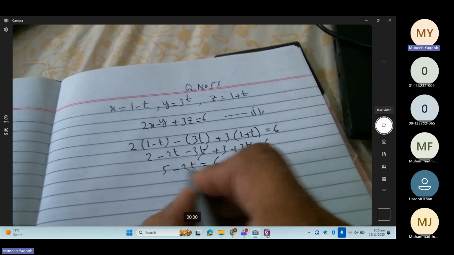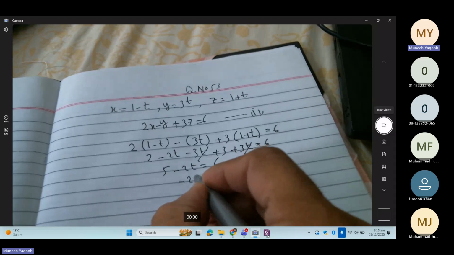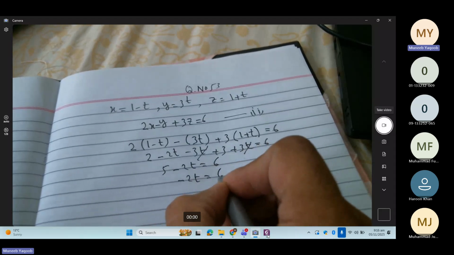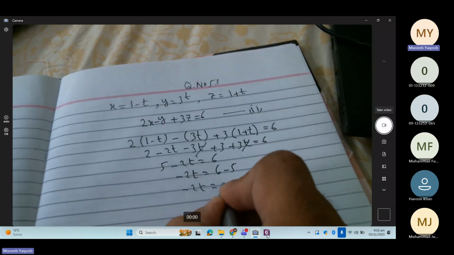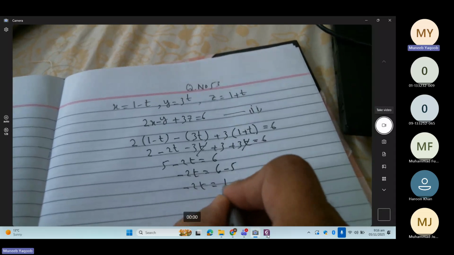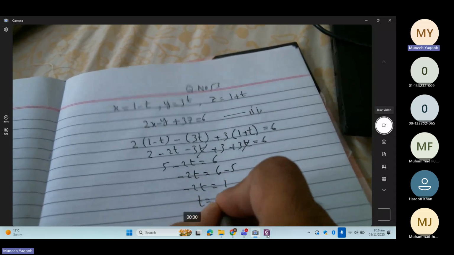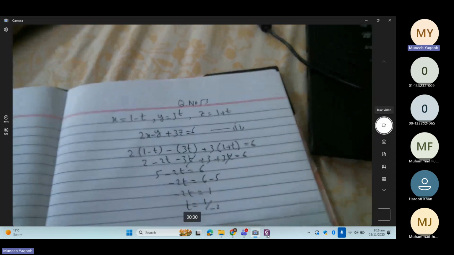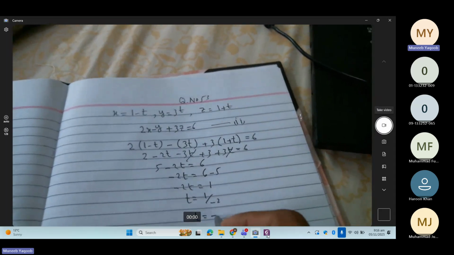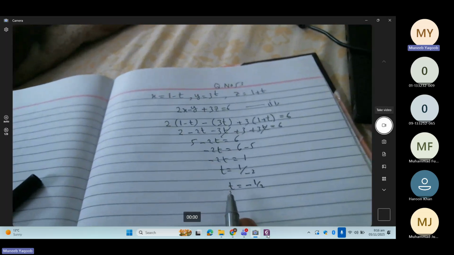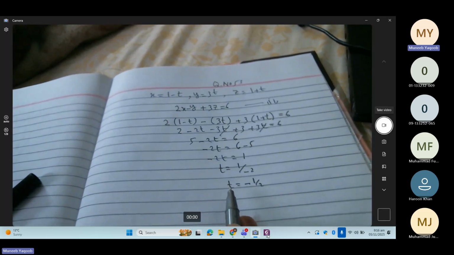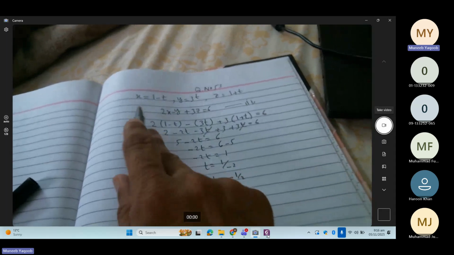Now we will move this 5 to the right hand side. So minus 2t equals 6 minus 5, so minus 2t equals 1, and t equals 1 upon minus 2. So finally our t is minus 1 over 2. Once we have calculated the parameter t, we can easily find the point of intersection using the parametric equations.